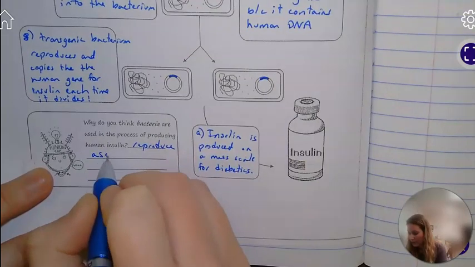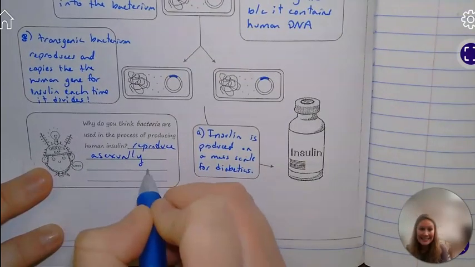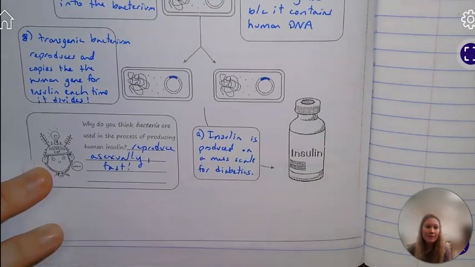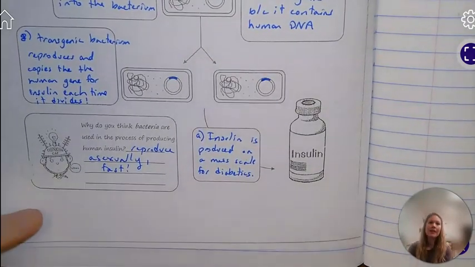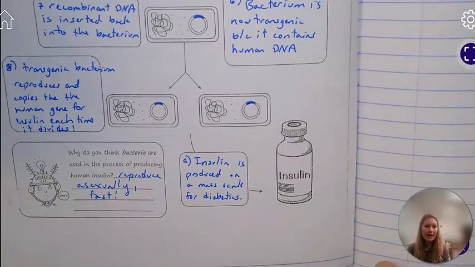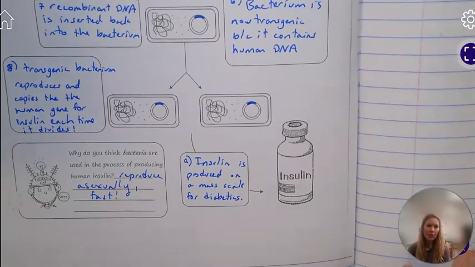So the reason we're using bacteria to produce human insulin is because bacteria reproduce asexually, and therefore their reproduction happens very fast, very quickly. So within a matter of hours, we have a very large supply, a very large quantity of insulin ready to go out and be sold for diabetics.